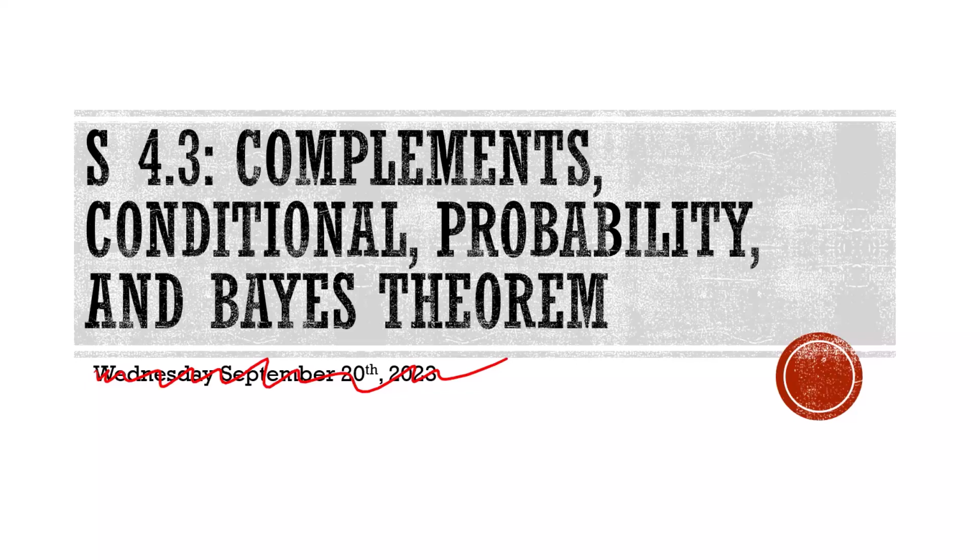Okay, let's do this next section. Let's make something already that you'll be happy about. This next section is, wow, there should not be a comma there. The next section is complements, conditional probability, and Bayes theorem. Ready? Everyone is going to be very happy about this.